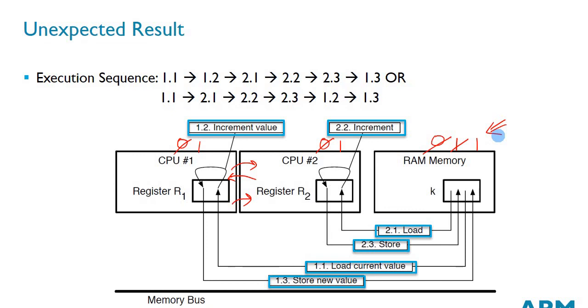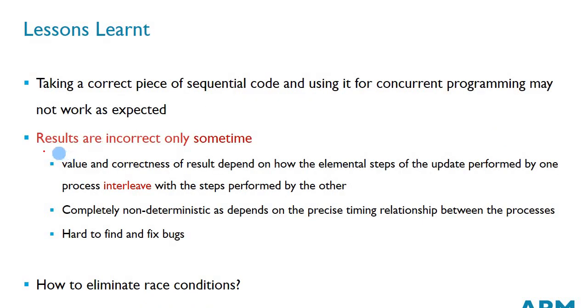So again, this is a tricky thing because, like I mentioned, this may not happen all the time, correct? Because this depends on the dynamics of how the two tasks are going to switch around. Sometimes you may see the value is correct, sometimes you see the value is wrong. So that is where the challenge comes in. Results are incorrect only sometimes. This is again an important point, and it is very critical that we handle this.